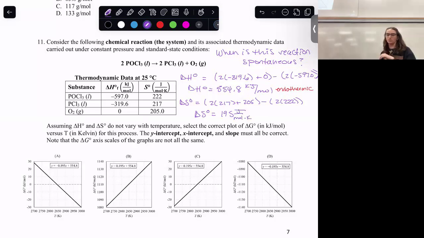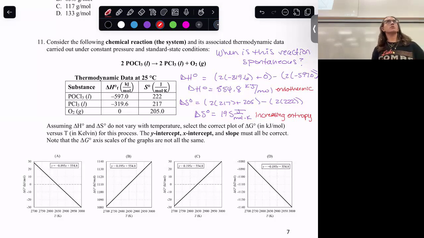Then I got delta S equal to 195 joules over mole Kelvin. So is this increasing or decreasing entropy? This is increasing entropy. Does that match our reaction if we were just to predict it based off of the reaction? If I didn't give you any numbers and I asked what's going to happen to entropy for your reaction, what would you guess? It would increase.